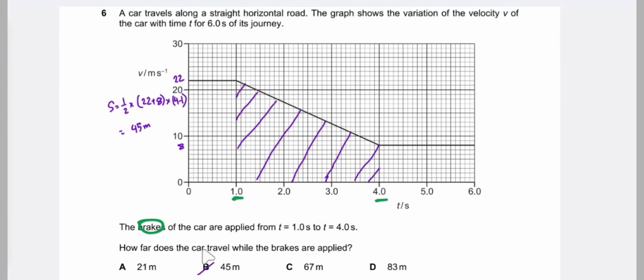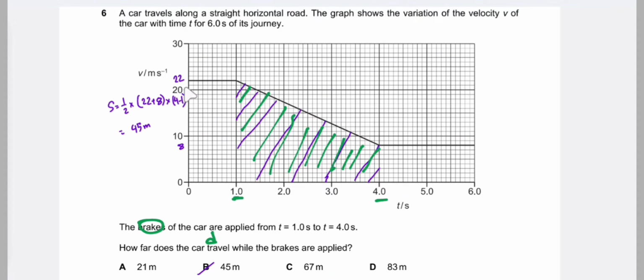Now we need to find how far the car travels, so the displacement the car travels when the brakes are applied. The brakes are applied between 1 and 4 seconds, that is in this time period. And we know that the area under the velocity time graph is displacement. So displacement is equal to the area under the velocity time graph, that is the area of the trapezium.